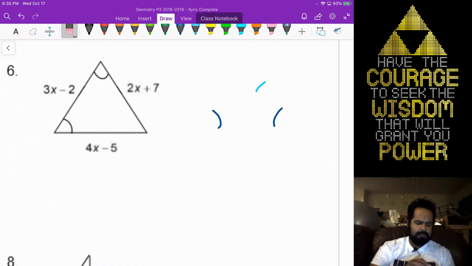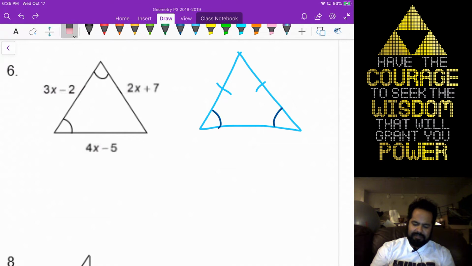Now we're saying, hey, we're given that the base angles are congruent. Now their opposite sides are congruent. So we're going to do those markings here and here. Since those are the only two sides that are being marked, those two sides have to be set equal.